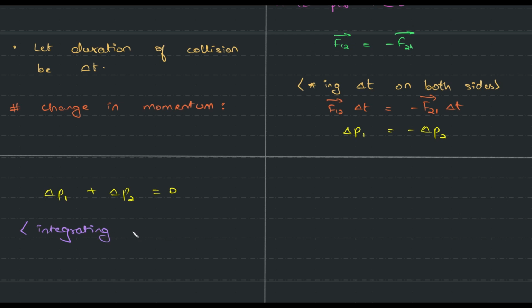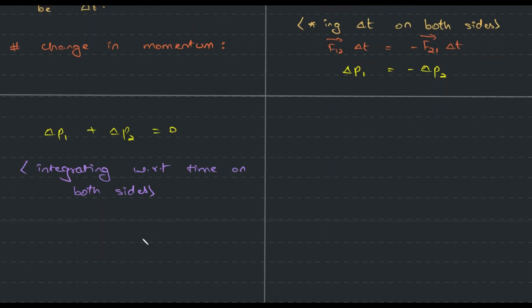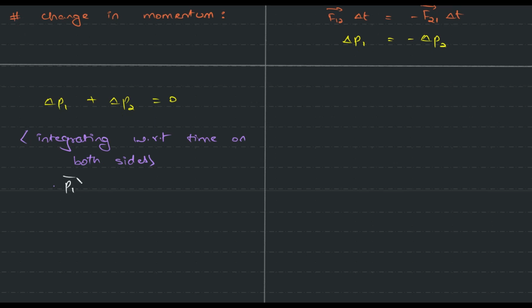Integrating with respect to time on both sides. Okay, so we end up with P1, sorry, all these are in vector form, plus P2, which is equal to the integration of a constant. Sorry, 0 is a constant value. And so you can see that P1 plus P2 is equal to a constant.